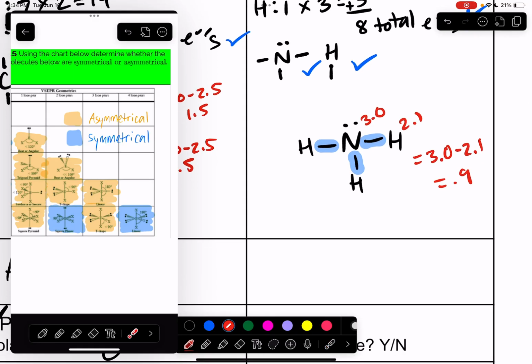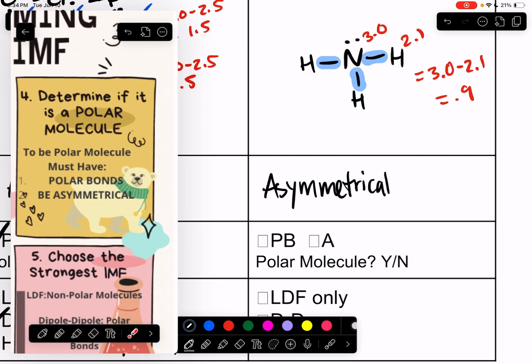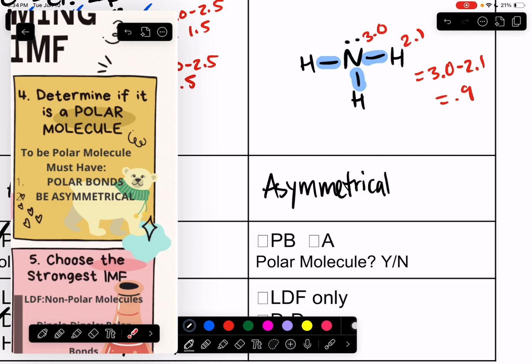Another way you could tell is usually whenever you have lone pairs on your central atom, all the electrons in the structure spend more time with that lone pair of electrons, and it starts distorting the shape. So usually when you have lone pairs on your central atom, that leads to unequal sharing of electrons, which means your structure would be asymmetrical. Next thing we're going to do is check to see if we have a polar molecule. It looks like we do have polar bonds because they're highlighted blue, and this structure is asymmetrical. Since both of those things are true, we do have a polar molecule.